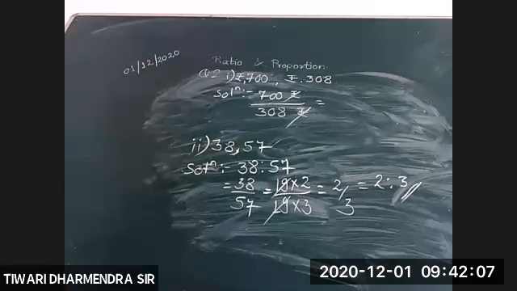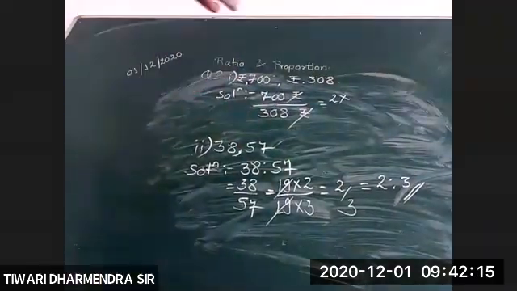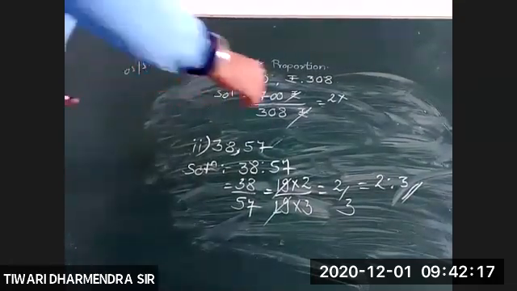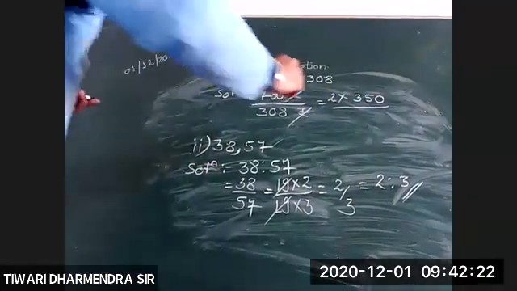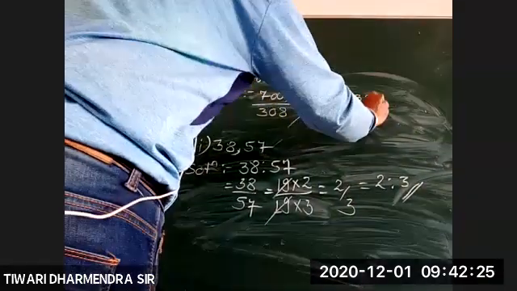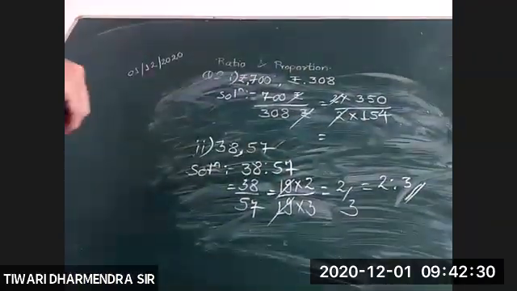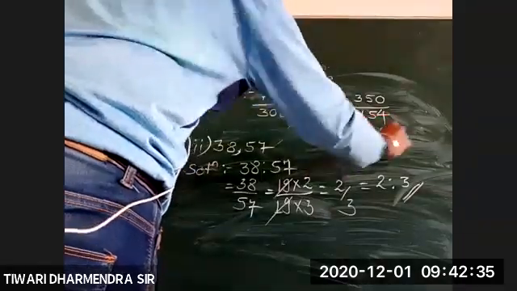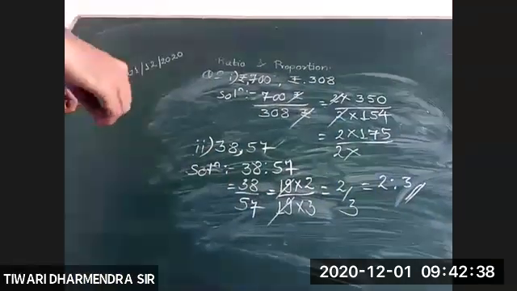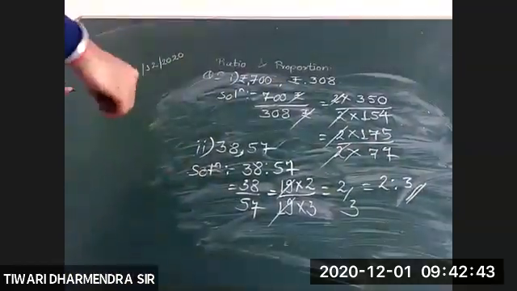Now 700 upon 308. Right now we don't have any obvious common multiple, so start with the basic number, that is 2. 2 into 350 divided by 2 into 154. 2 gets cancelled. Again, it can be written as 2 into 175 upon 2 into 77. 2 gets cancelled again.